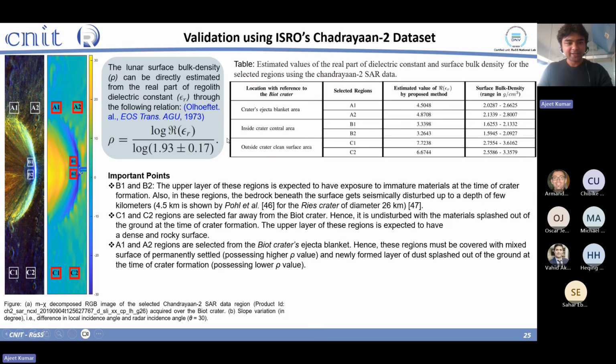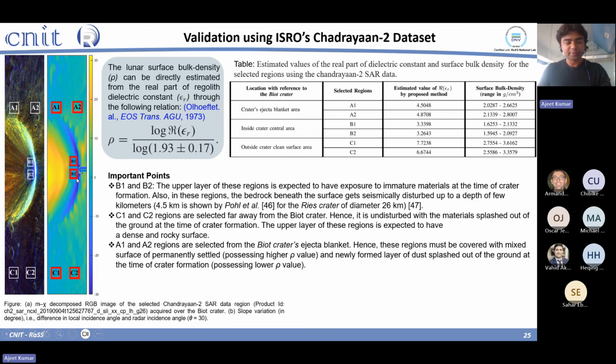Now, we also validated the theory with the newly released Chandrayaan-2 datasets from ISRO. Obviously, we didn't know the dielectric constant of these locations. We selected data of Biot crater, a beautiful crater. You can see this is the bottom area of the crater, this is the sloping area, and this is the ring of the crater. It's not auto-rectified, just as it was acquired in Chandrayaan-2 data. It's also hybrid polarimetry data.